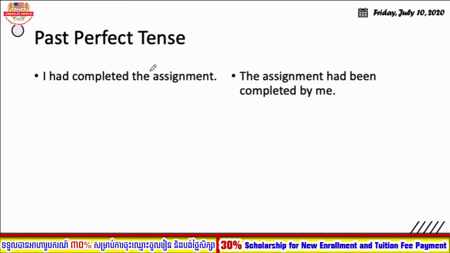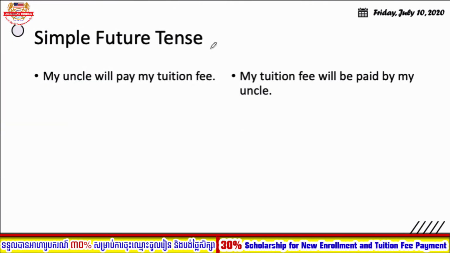Here is the past perfect tense. So past perfect tense, I had completed the assignment. So the assignment is the object and it becomes the subject. The assignment has been completed by me. And the simple future tense, which we use the word will. My uncle will pay my tuition fee, and it becomes the passive form. My tuition fee is the object, and it becomes the subject, and will be paid by my uncle.